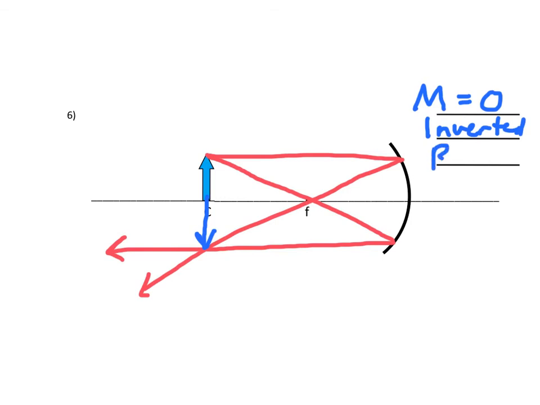It is real. But there's no magnification. It's not enlarged. It's not reduced. It's the same height. So the height of the image equals the height of the object. And that will be true every time the object is at the center of curvature distance for that mirror.